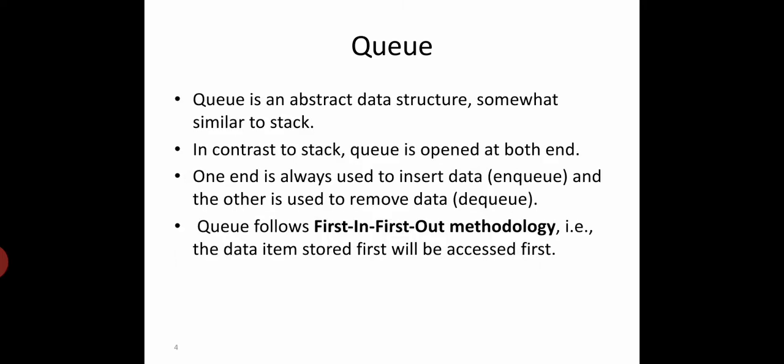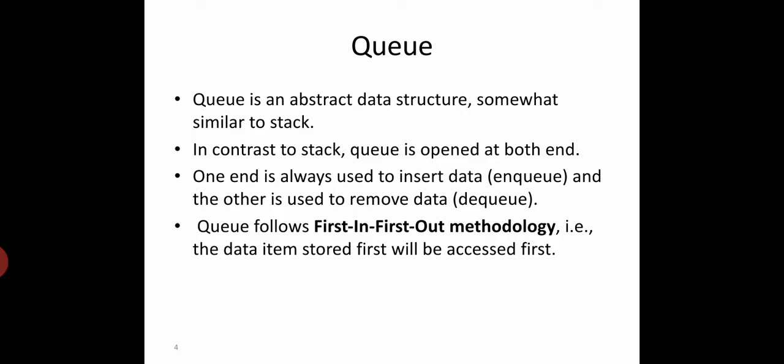Okay. Queue is an abstract data structure somewhat similar to stack, that we have already told. Queue is a linear data structure, or it is also called abstract data structure, which is somewhat similar to stack. In contrast to stack, queue is opened at both ends. Those both ends are called front and rear.